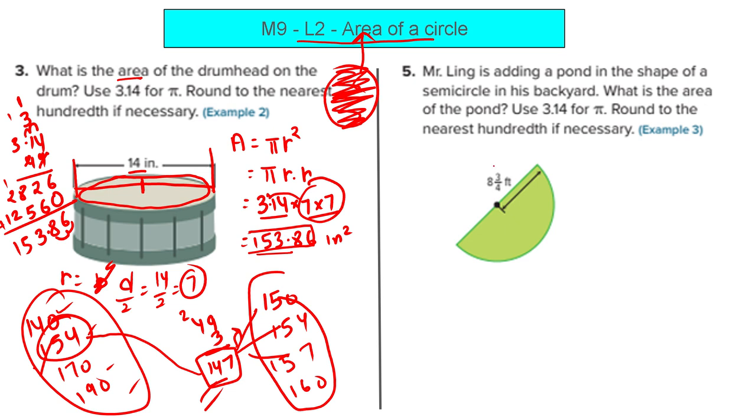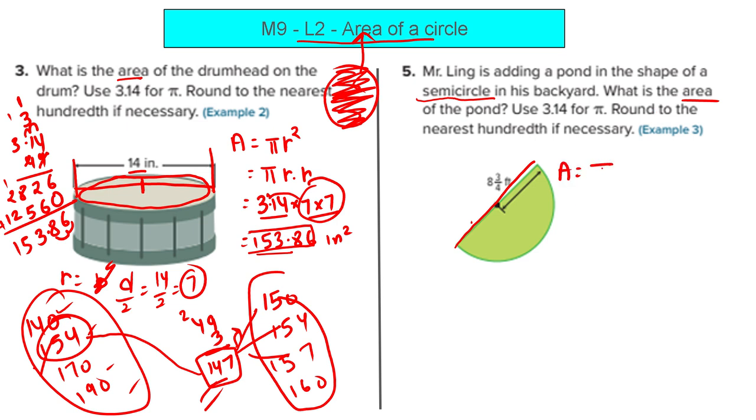Okay, next, in this one we have a half circle, right? Not a full circle, half circle. And the half circle in math is known as a semicircle. Okay, semi means half. Now we have to find its area. What is the area?